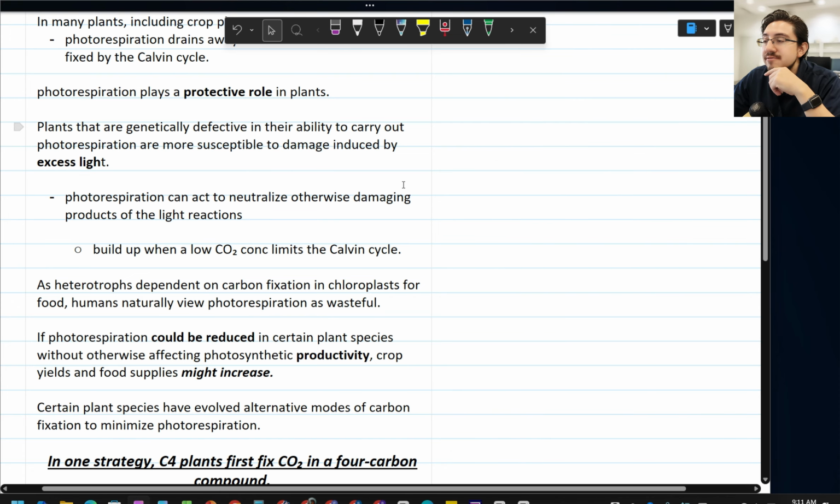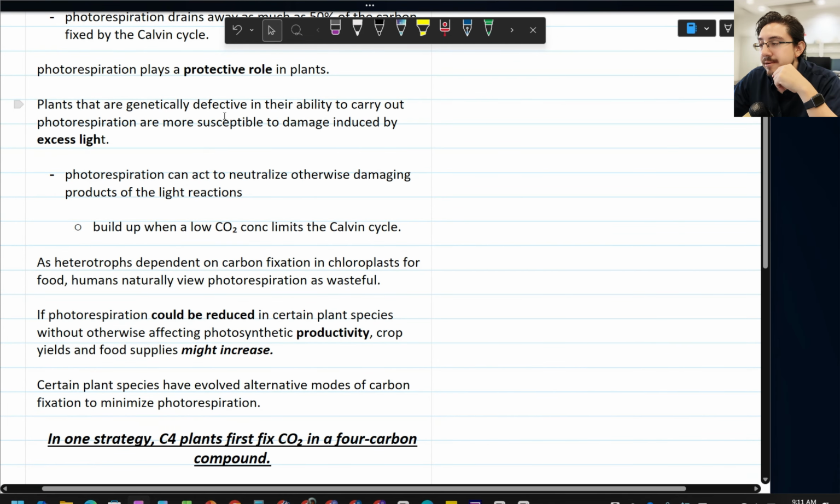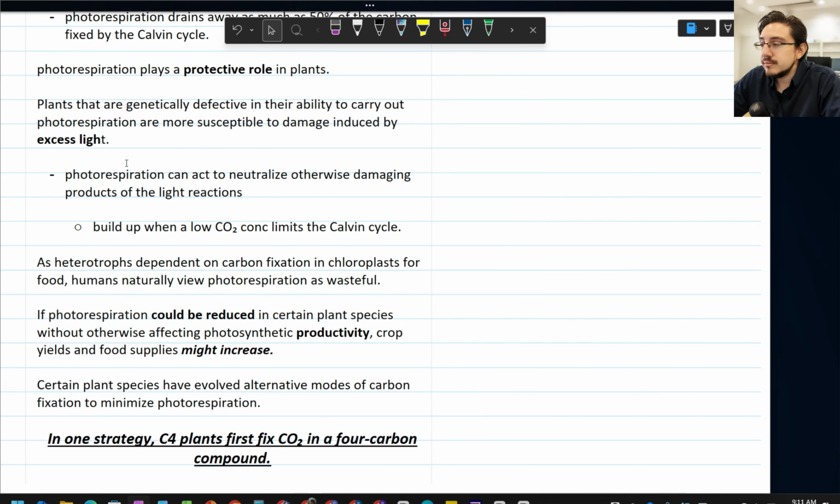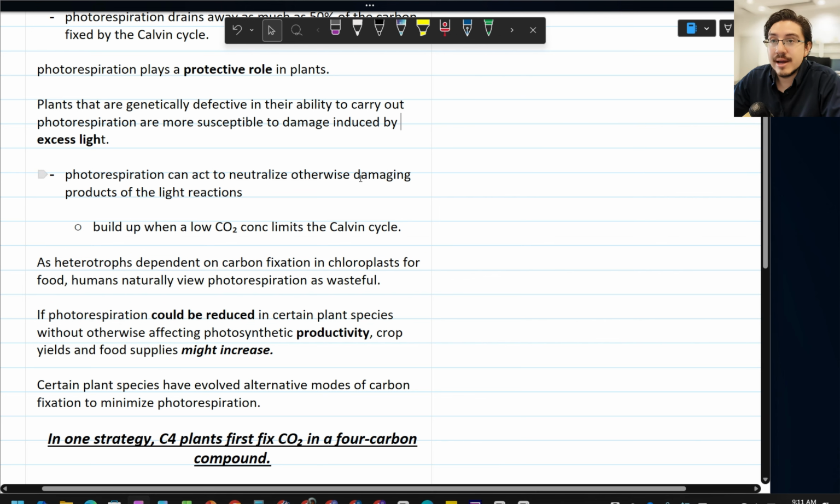At the same time, photorespiration could play a protective role in plants. Plants that are defective in their ability to carry out photorespiration are more susceptible to damage induced by excess light, breaking down, let's say, oxygen maybe into a raw species. So photorespiration can act to neutralize damaging products of the light reactions. So you want to manage that also, right? No excess electrons and oxygen there that can potentially be turned into some ROS products, reactive oxygen species products.